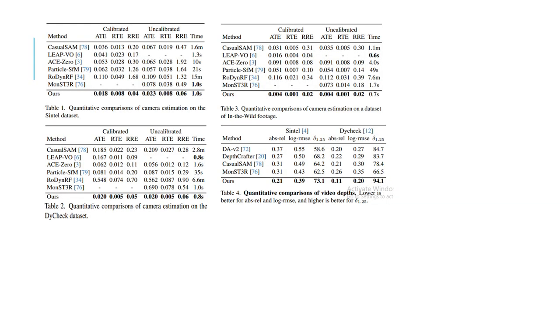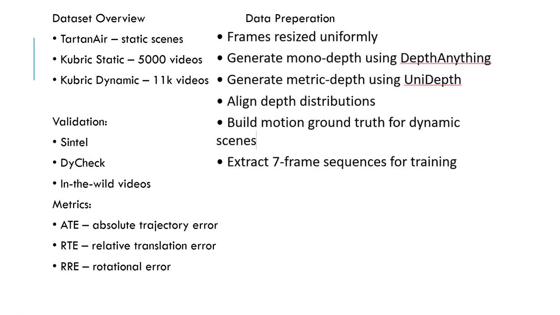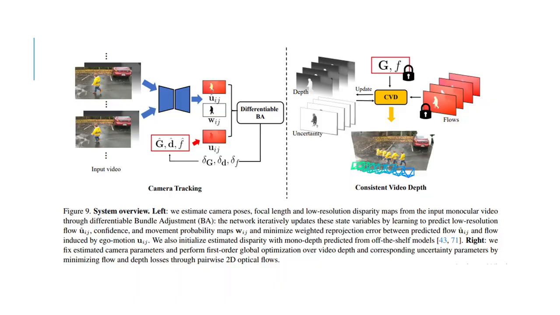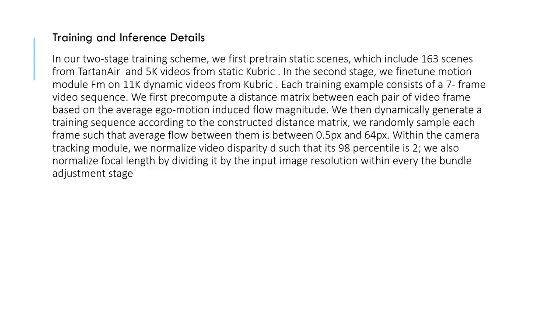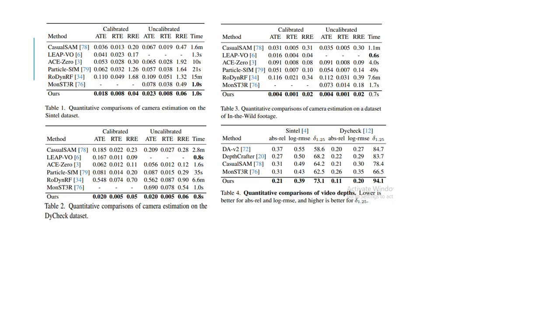These are the results. Here ATE, RTE and RRE, we already discussed what is meant by ATE. They are metrics: absolute trajectory error, relative translation error and rotational error, which are metrics over the validation datasets Sintel, DyCheck and in-the-wild videos, which are results over these calibrated ATE, RTE and RRE, and uncalibrated ATE, RRE.